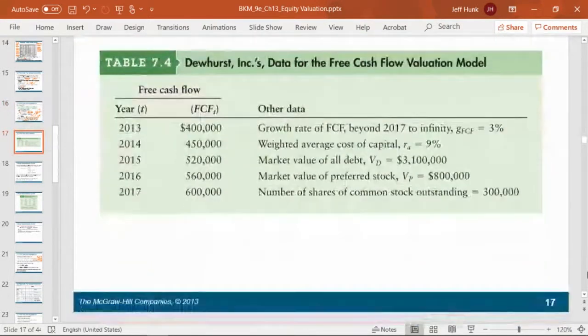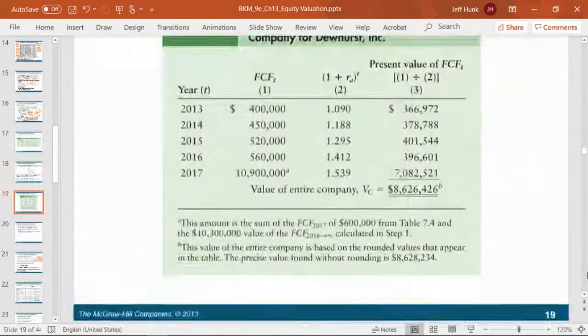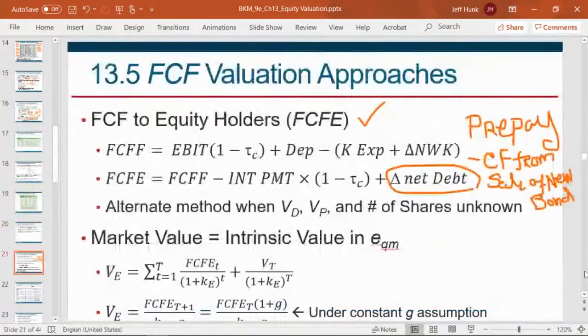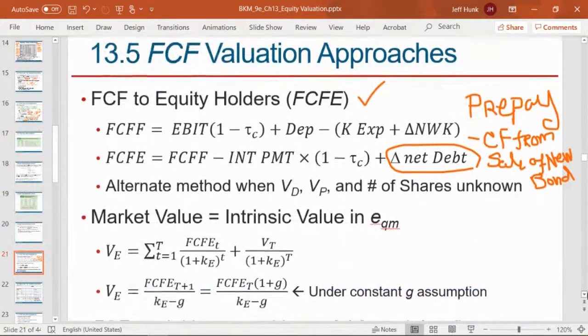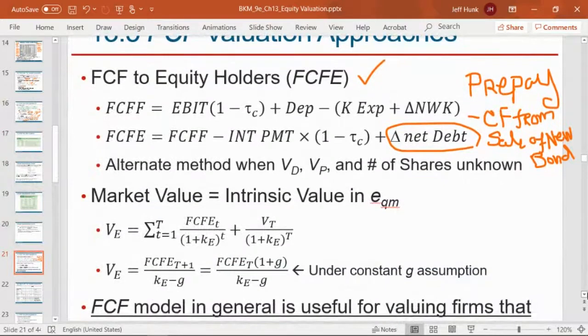And as I said, this is a free cash flow to the firm example. Now we will be moving on to a free cash flow to equity holders example, free cash flow to the equity. We all know free cash flow to the firm is basically, what is this? This is called operating cash flow, the whole thing, right?